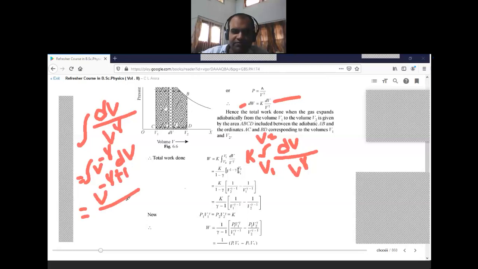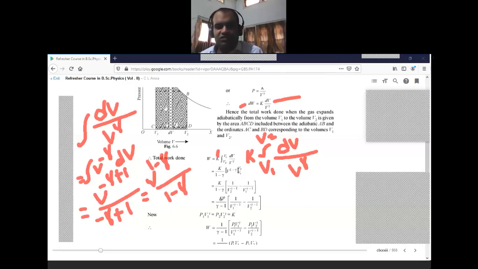It will be V to the power minus gamma plus 1 divided by minus gamma plus 1. Or simply writing V to the power 1 minus gamma divided by 1 minus gamma. So that is what, no? V to the power, this is 1. The 1 is separate. Yeah, V to the power 1 minus gamma divided by 1 minus gamma. So that is the thing, V to the power 1 minus gamma divided by 1 minus gamma.